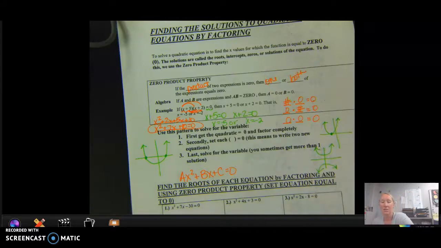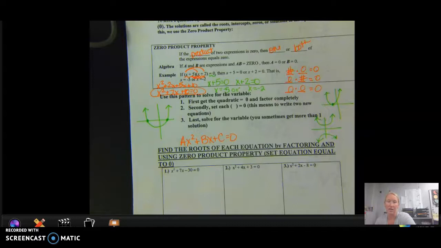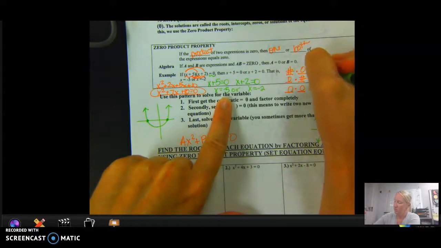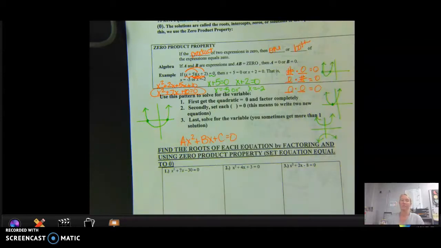Okay, so when you're solving for it, you're finding, is it crossing in two spots, one spot, or no spot? And what are the numbers it's crossing at? So if it crossed at negative 5 and negative 2, it would look something like this, crossing at negative 5 and negative 2.